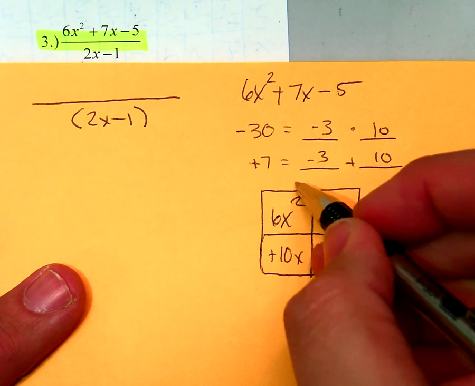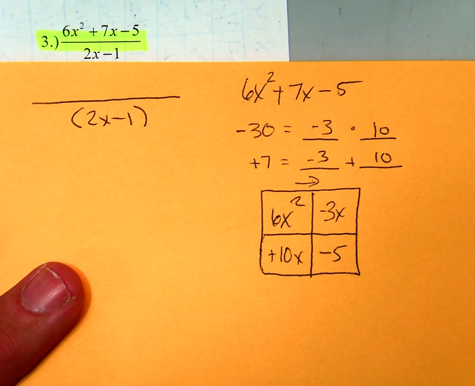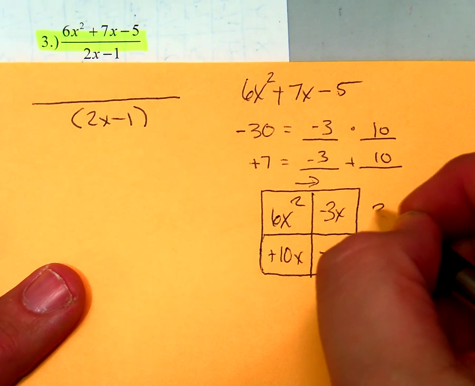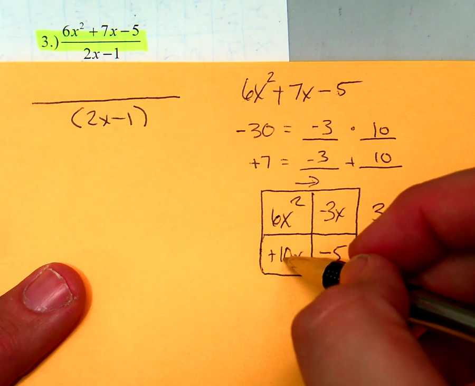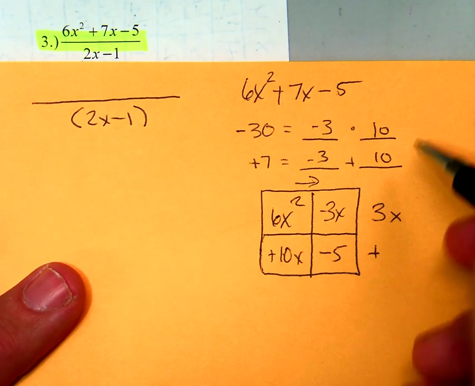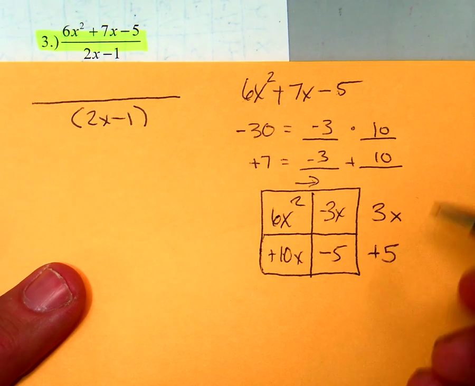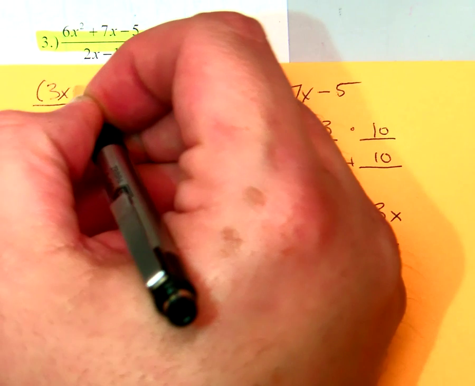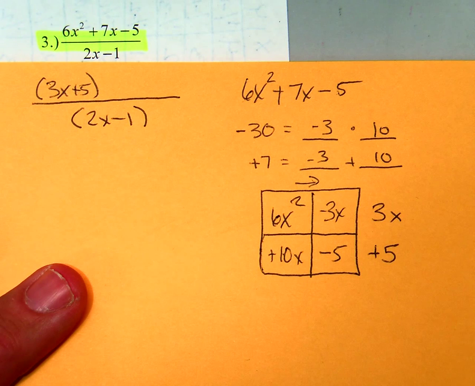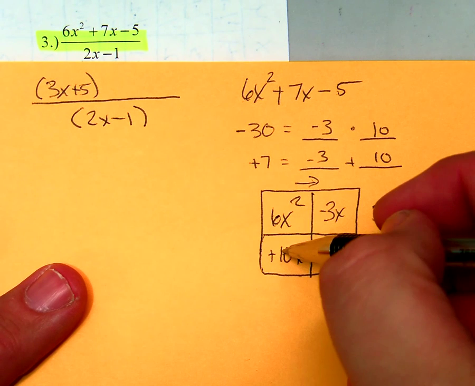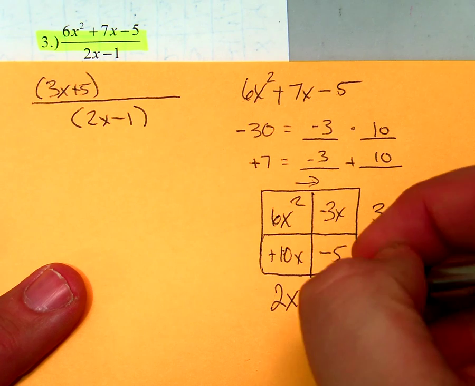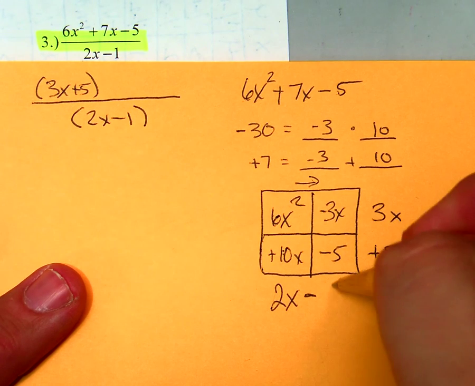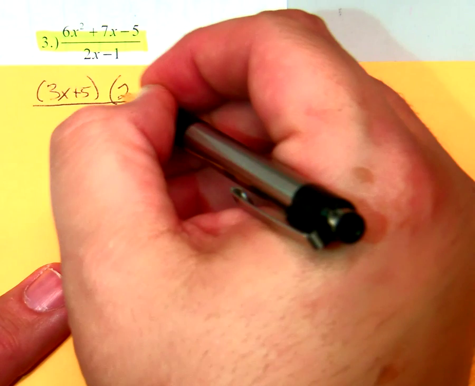Now, I'm going to factor. 6 and 3 is a 3, x squared and x is an x. And here I have a positive 5. So I know I'm going to get 3x plus 5 up there. Now, 6 and 10, that'll be a 2x. That's a minus, so I'm going to have a minus there. And 1, so I'm going to get 2x minus 1.